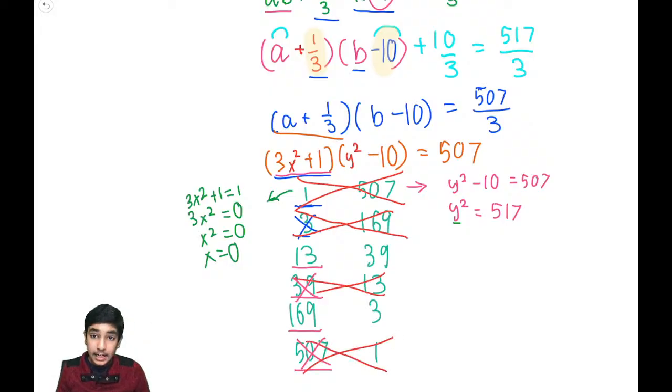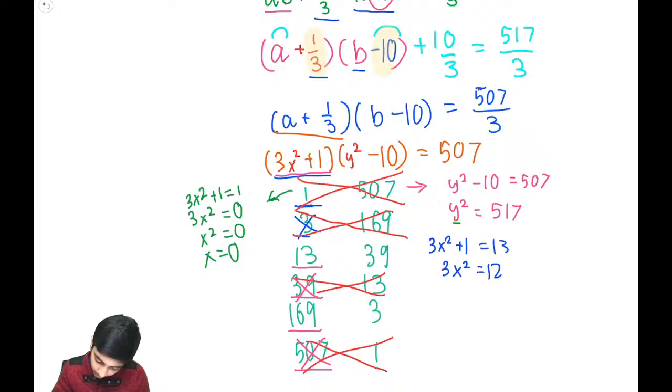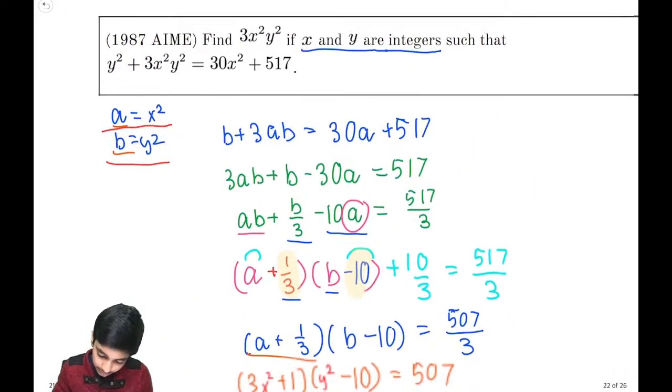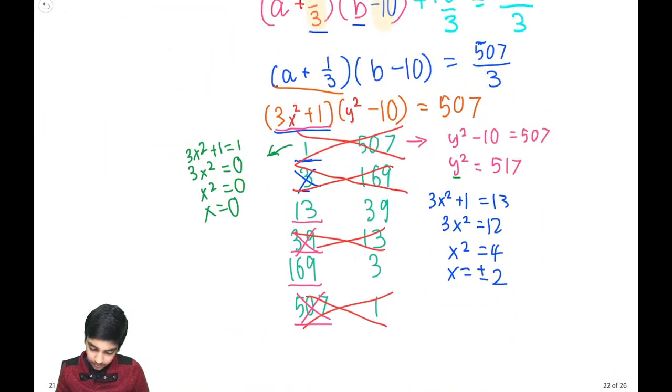For the 13 and 39 case, we can see that if 3x squared plus 1 is 13, 3x squared will have to be equal to 12, or x squared will have to be equal to 4. And that means x is plus or minus 2. And we'll see later that it shouldn't matter whether x is positive or negative. And the final case is 169 and 3 that we have to check. Oh, and also, I forgot to mention, this is 3y squared. 3x squared plus 1 is 13.